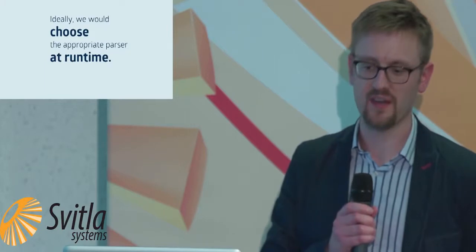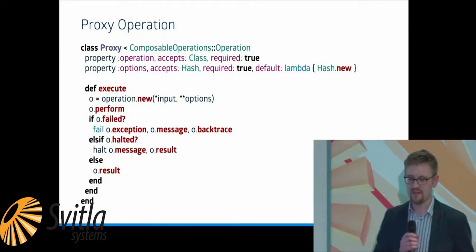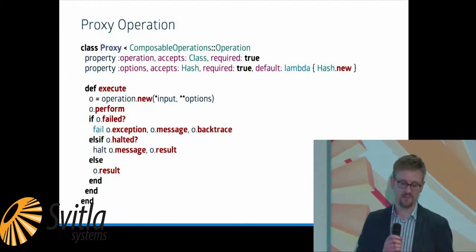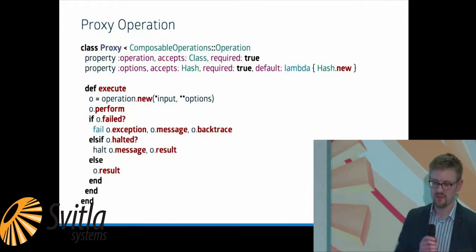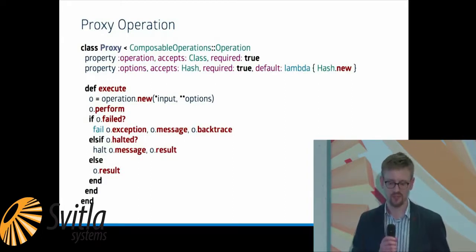So it would be nice if we could choose our data source or parser at runtime. What we need is a placeholder. And there is, again, a software design pattern for implementing placeholders, and these are usually called proxies. So what we need is an operation that can be used as a placeholder for another operation. And all this one has to do is instantiate the real operation and provide it with all the input, and then basically perform it, and finally copy the state of this operation onto itself, because the proxy needs to forward the state information to the composing operation.